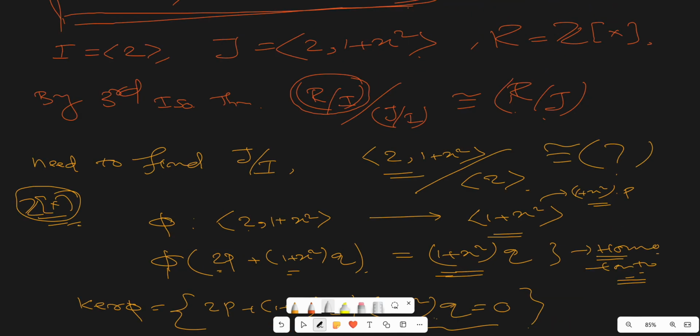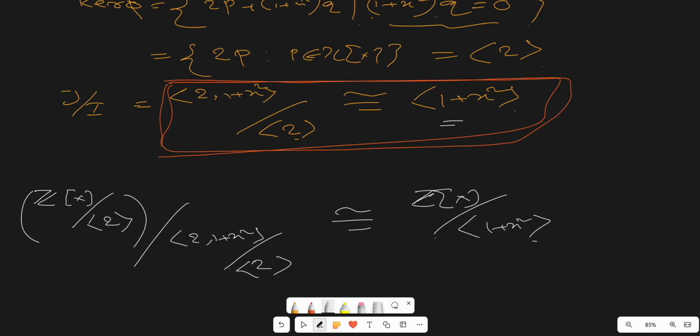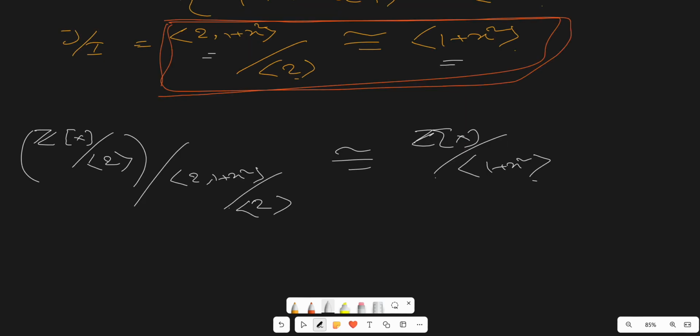Are you getting my point? This is R mod I, this is J mod I, which is isomorphic to R mod J. Are you getting my point or not? Sorry, just a second, I am making a mistake. Just a second.